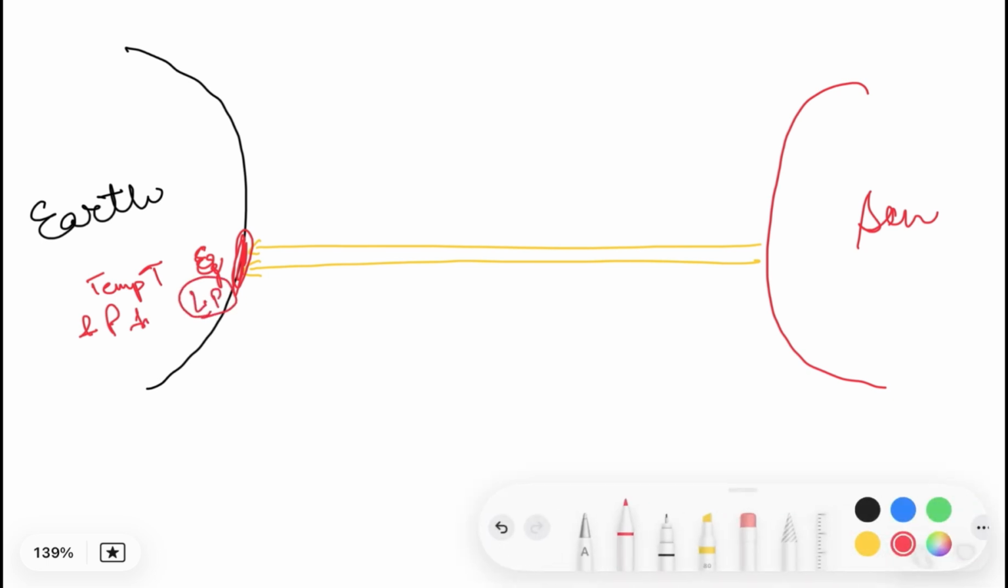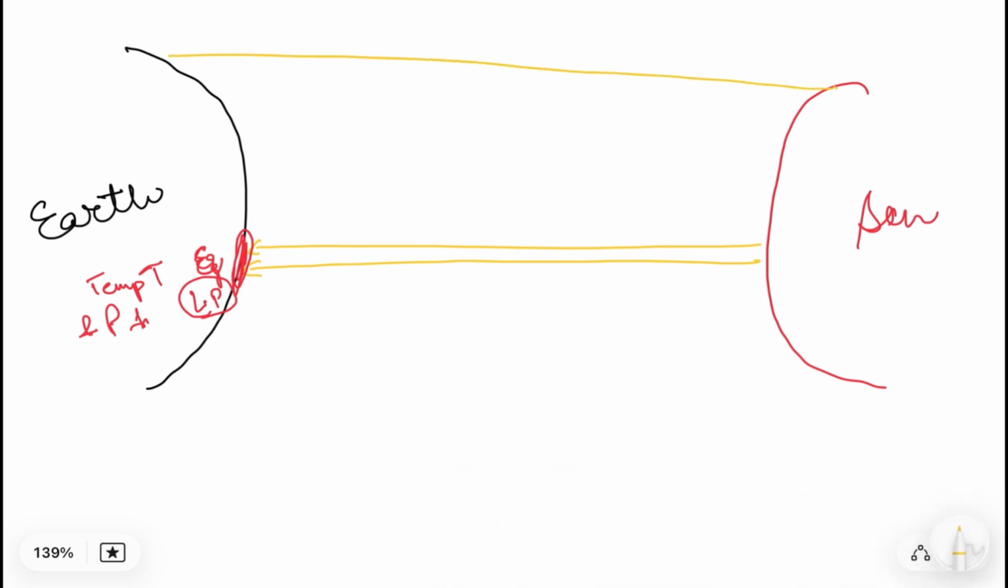In case of the poles, the incoming solar radiation is slanting, so the insolation is less because the area covered by one unit of insolation is more. The temperature there will be low, creating high pressure, since temperature and pressure are inversely proportional.